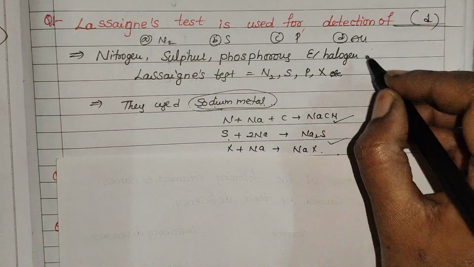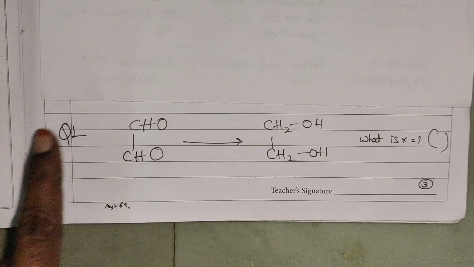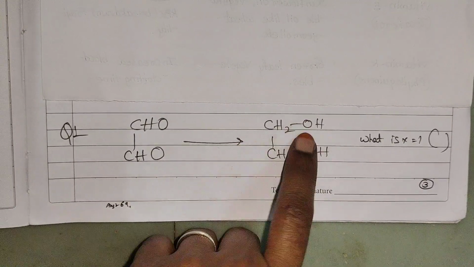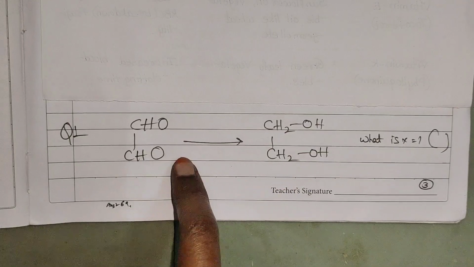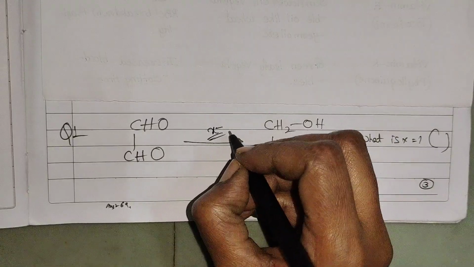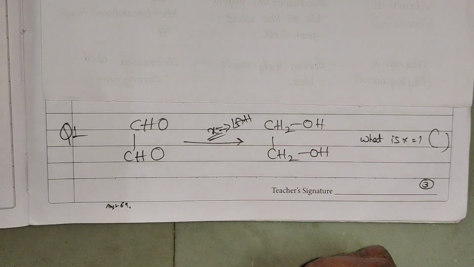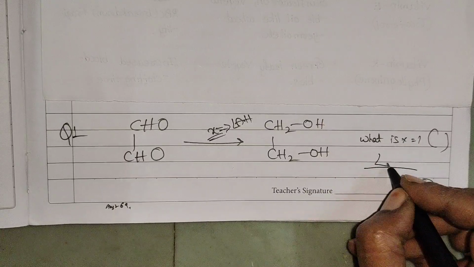So here, write all glycol equations. These two formaldehyde groups are converting like a primary aldehyde. Which reagent are we using here? That may be X. What is the X? LAH, lithium aluminum hydride. So directly write LAH.